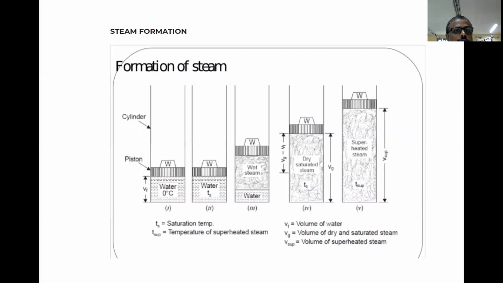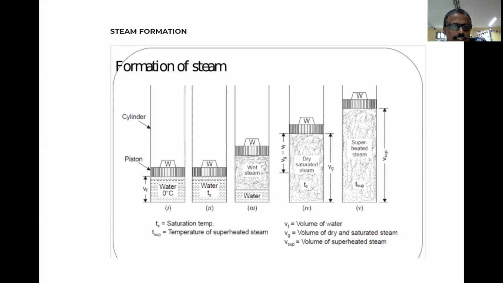Now we are going to introduce you to steam formation, how the steam is formed, which is used in boilers in the power plants. So let us understand how the steam is formed. There are 5 stages in the diagram, you can see. So we are taking water at 0 degree centigrade.